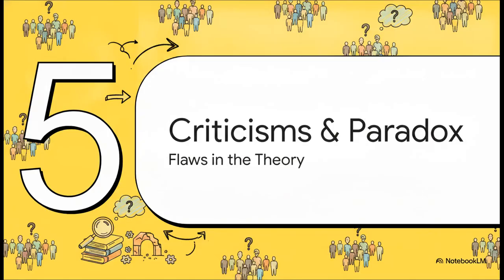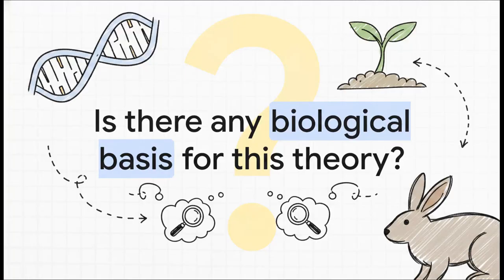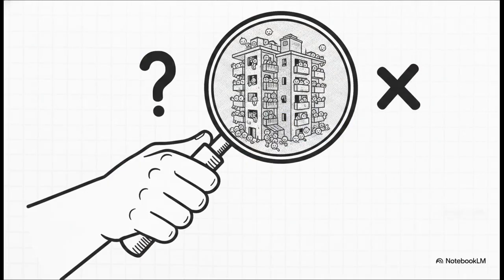Section 5. Criticisms and the slum paradox. Let's look at where this all falls apart. Sadler's view sounds wonderfully optimistic, but does it actually hold up in the real world? We really have to ask, is there any actual biological basis for this theory? Sadler claimed this was a hard law of nature, identical to plants and animals. But does the science actually back that up? The short answer? A hard no.